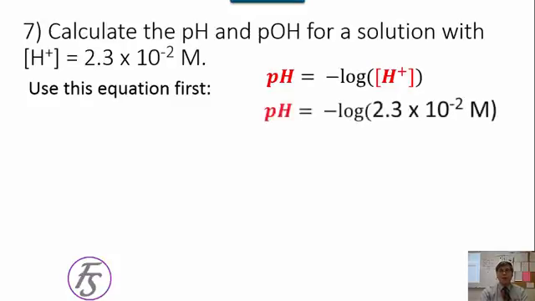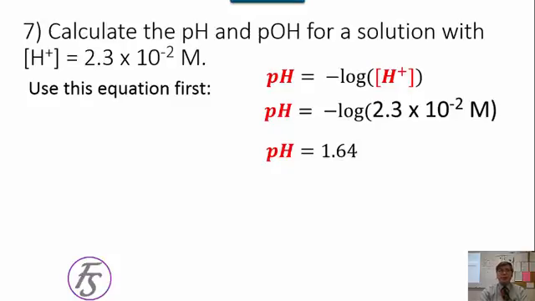Substitute in our 2.3 times 10 to the negative 2 molar, close the parentheses and hit the equal sign or the enter button, and you get 1.64. If you get negative 1.64, that's okay. You just forgot to take the negative of the log. I often omit that on purpose because I can switch from a positive to a negative and back in my head. So just remember to flip the sign from a negative back to a positive.